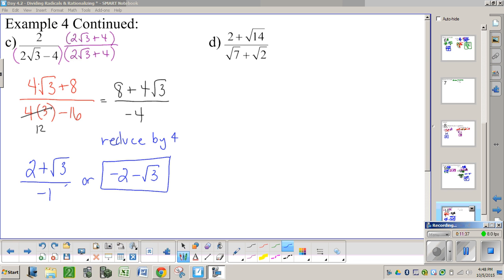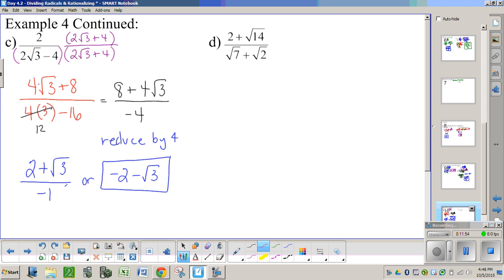Okay. How'd you do on C? Now, if you had left your answer as 2 plus radical 3 over negative 1, I totally would have given you full credit for that. I moved the negative to the numerator and then distributed it to each term. So either one of those answers would be perfectly fine.